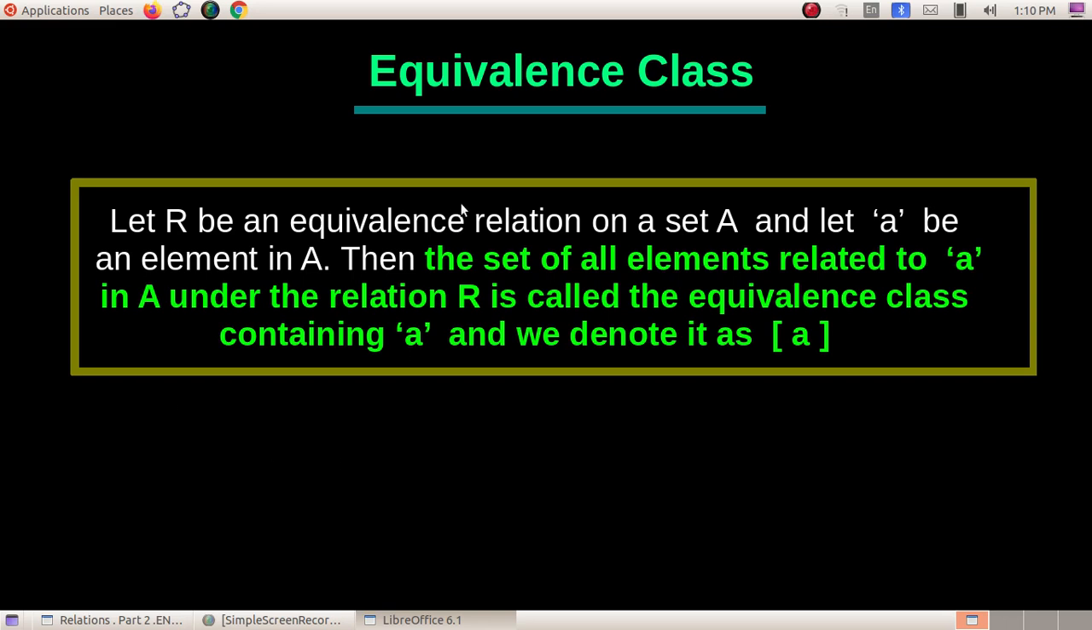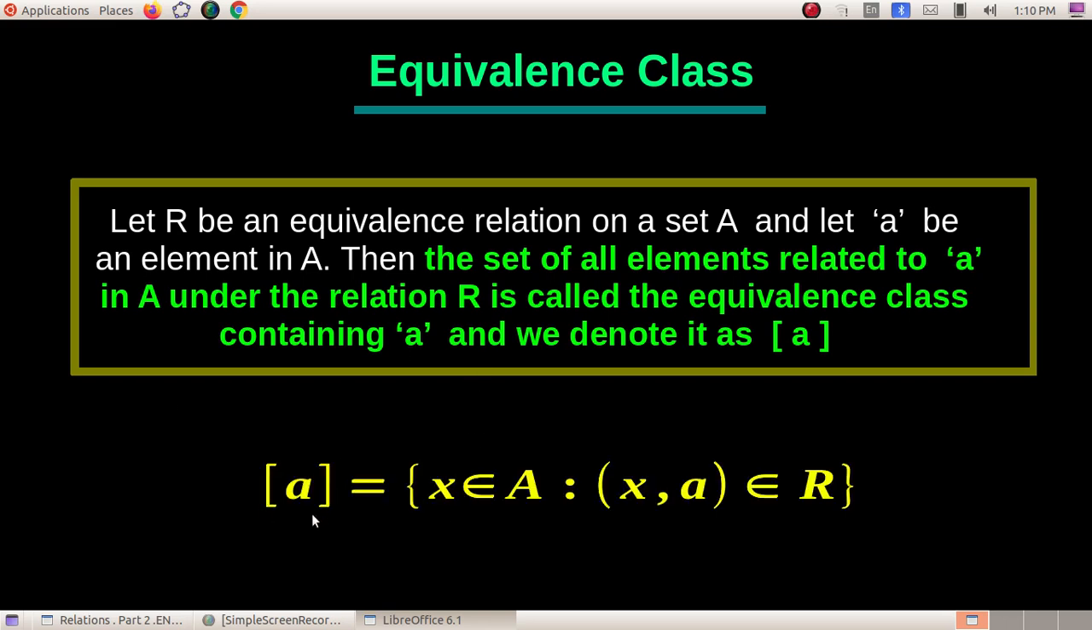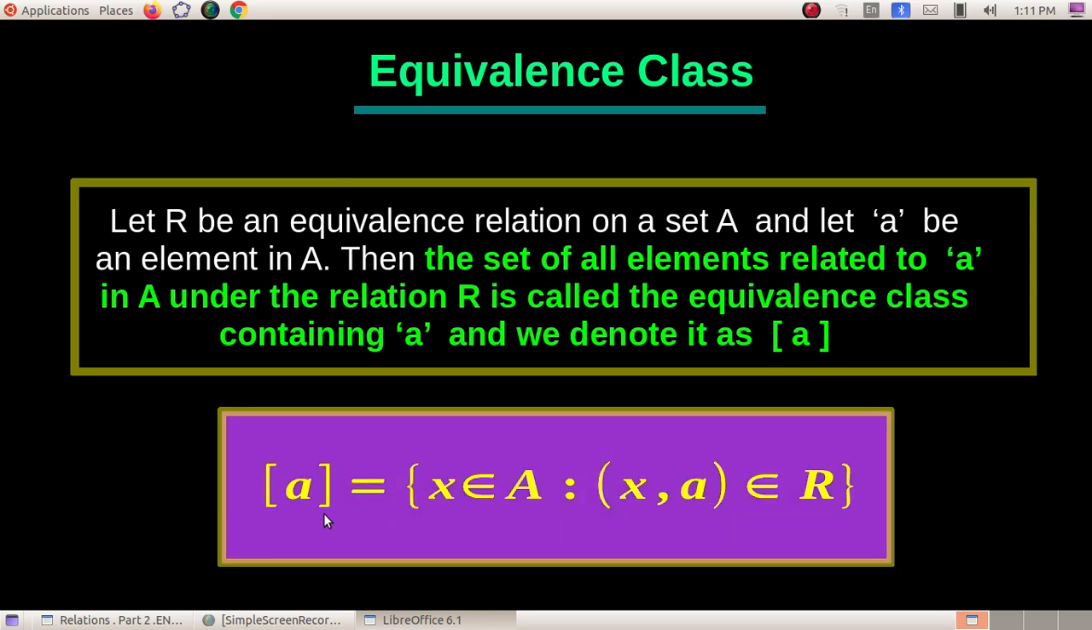Now write its mathematical version, that is, equivalence class containing a equals the set of all x belongs to A such that x is related to small a. That is, the set of all elements in A, and the peculiarity of this x is that x must be related to small a, that is, the ordered pair (x, a) belongs to R. Therefore the equivalence class containing a is a subset of capital A, consisting of elements in capital A which are related to small a under R. Clear? This is a very important concept, equivalence class containing a.